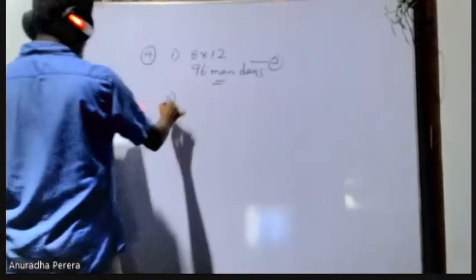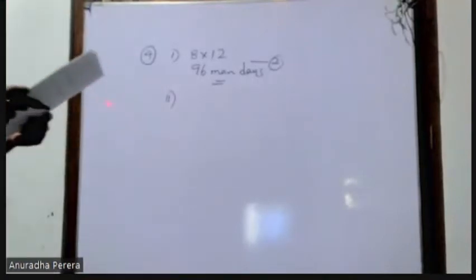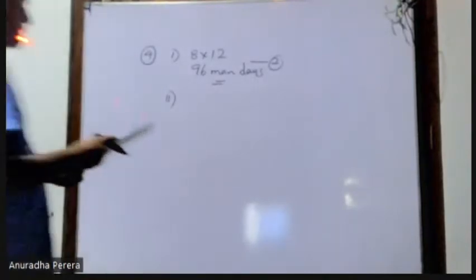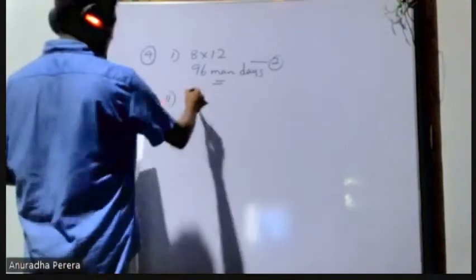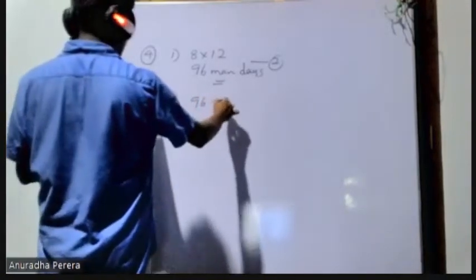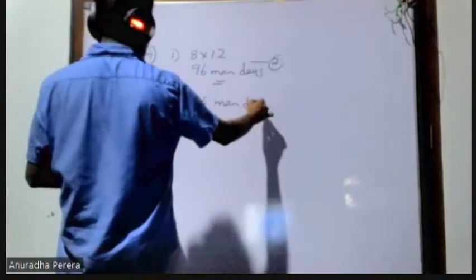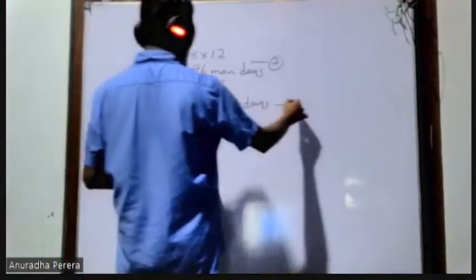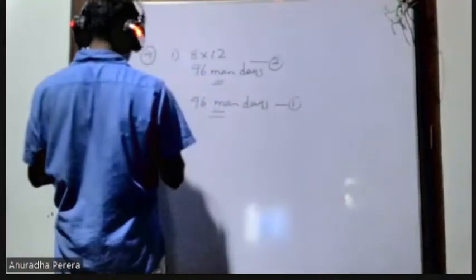Roman 2. How many days will it take 1 man to complete the same task? It is 96 man days, so you can write the answer. 96 man days means 96 days.